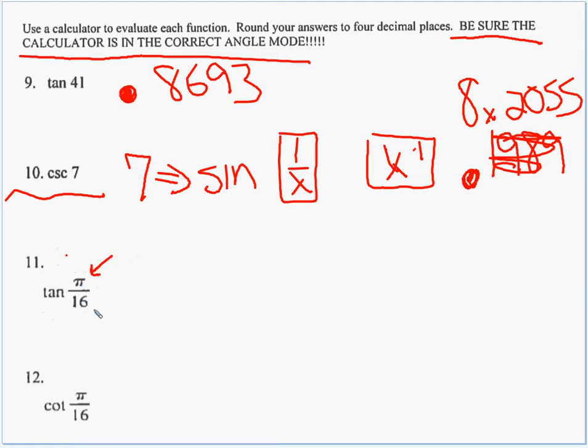Okay, now we're done with the degree stuff, so turn your calculator to rad mode, and I would do it like this. Do pi divided by 16 equals. Once you've hit equals and you have that as a decimal, then you hit the tan key. Now this answer is 0.1989.